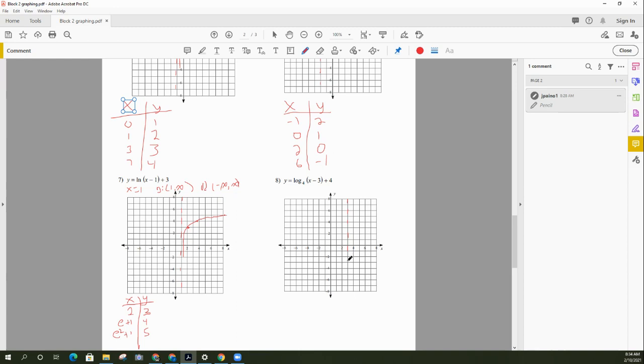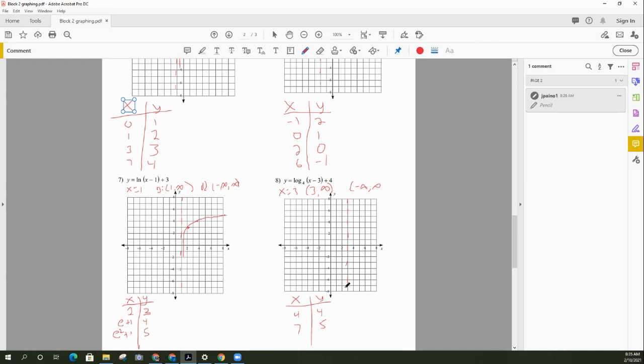So our vertical asymptote's at x equals 3, which means my domain is from 3 to infinity, all real numbers greater than 3. My range is still all real numbers, but we don't have much room on the graph here. But we'll go ahead and start at 4, and we'll get 4 when we plug that in. Okay, and then 4 to the first plus 3, so that's 7. If I plug in 7, I get 5.